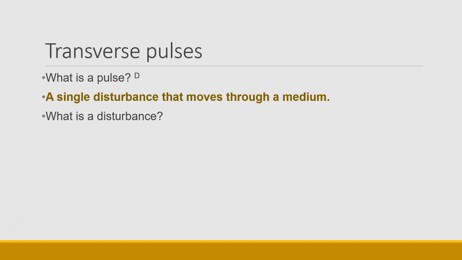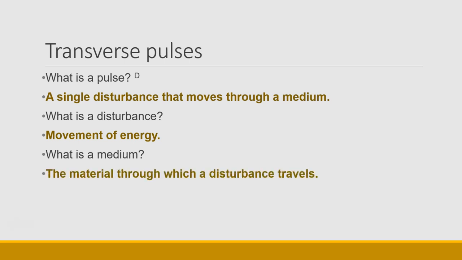Now, what is this disturbance that we're talking about? Well, a disturbance is simply a movement of energy. And what is a medium? Well, that energy needs to be transferred through something. The medium is the material through which the disturbance or the energy travels. So examples of mediums would be things like the air or water, or you can even transfer energy through a rope if you flick the end of the rope.